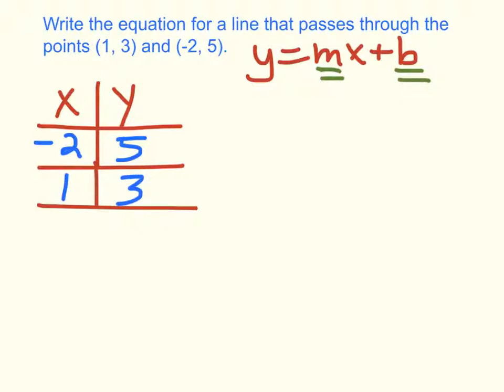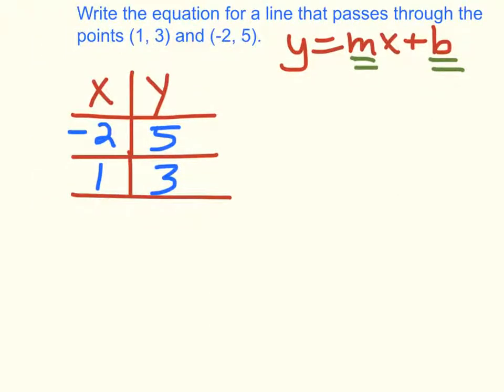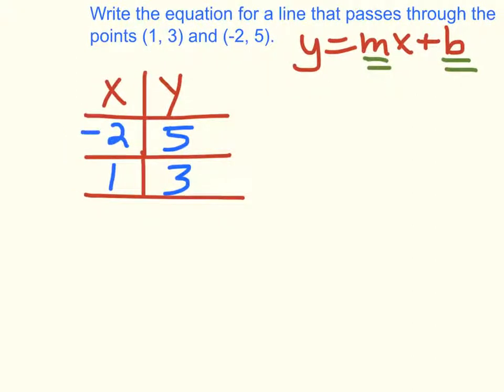The reason for introducing a table is now we can use the strategies that we've used previously when we've been working in a table. So now we can find the slope by looking at the change in y and the change in x. If I look at the table, I can see that my y is going from a y value of 5 to a y value of 3, and that is a change of -2. If I look at the corresponding change in x, moving from -2 up to positive 1, that's a change in x of positive 3.